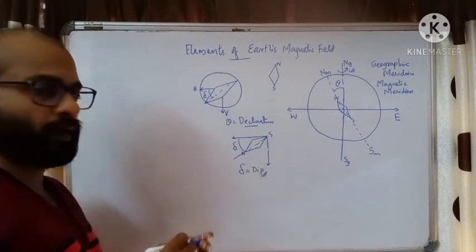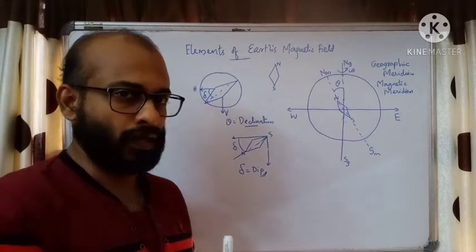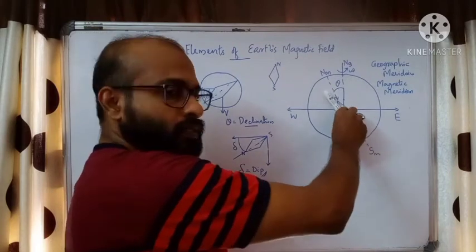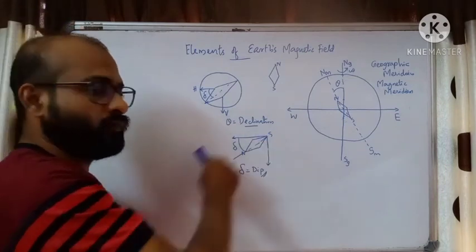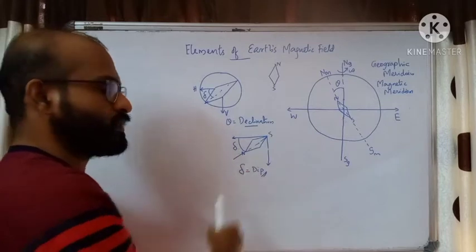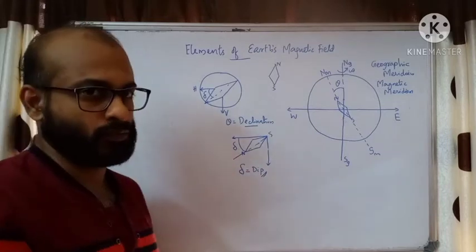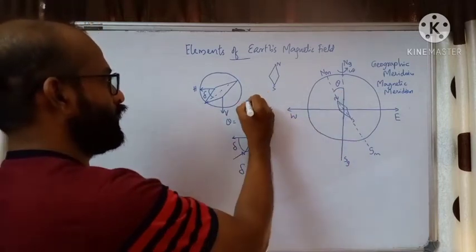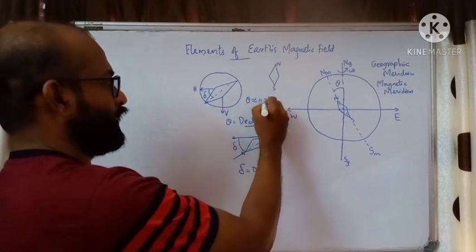So what is the dip angle? The actual magnetic field of Earth is along a north-south direction, magnetic north and south. But it is never horizontal or vertical. It makes a slight angle like this. This angle delta is called the dip angle. Dip angle varies from place to place. The value is measured to be approximately 11.3 degrees.